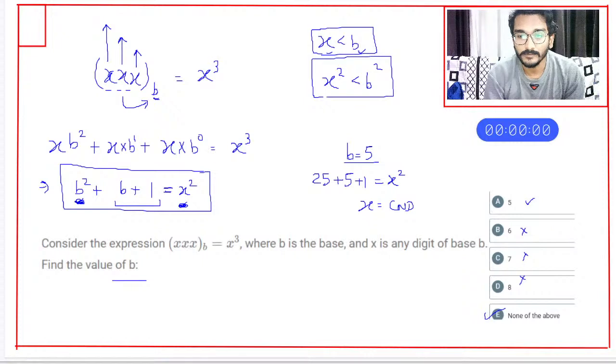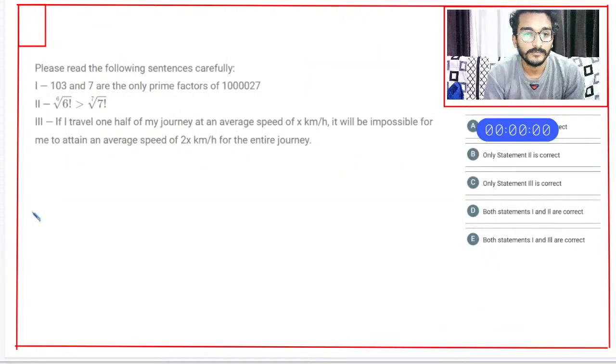So moving to the next question now. Try it out. Read the following sentences and find out which one is correct: first, second, third, or fourth. Which option is correct? Giving you some time. Your time starts now.